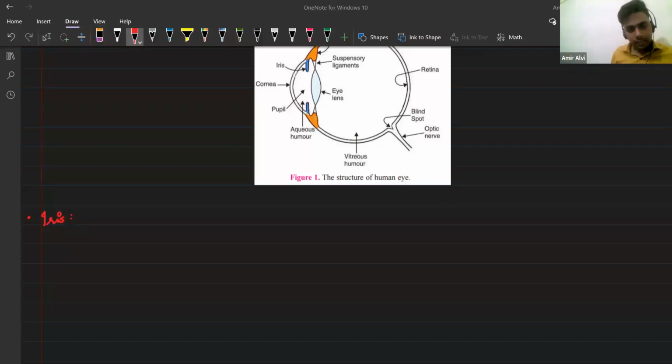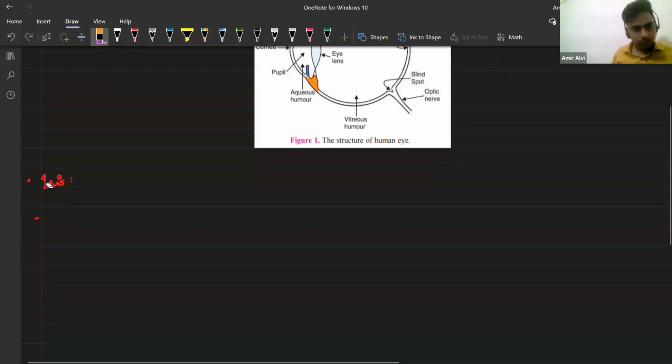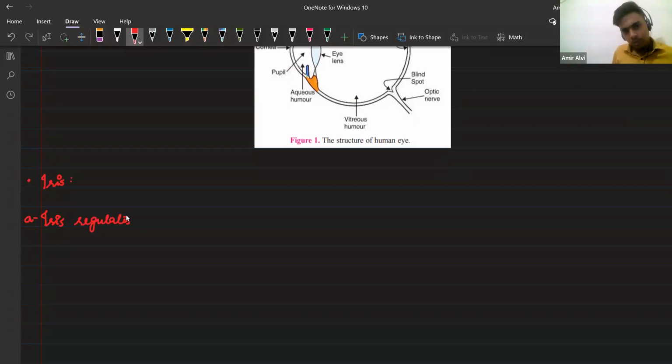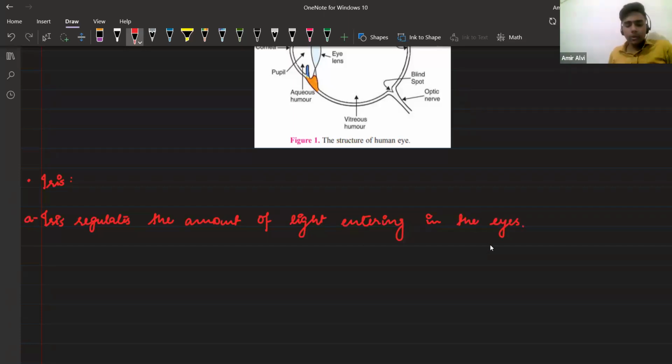So iris regulates the amount of light entering in the eyes. Clear? Yes, sir. Any doubt? No, sir.